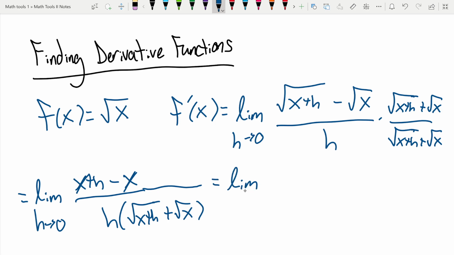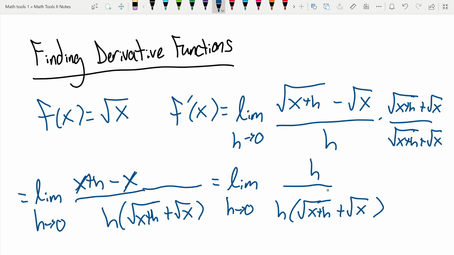So we're left with the limit as h approaches 0 of h over h times the square root of x plus h plus the square root of x. Now these cancel, so there's just a 1 left on top. And then we can go ahead and plug in the 0 for h now. We can take the limit of this as h goes to 0. So we'd have 1 over the square root of x plus the square root of x, which is 1 over 2 times the square root of x. Okay.